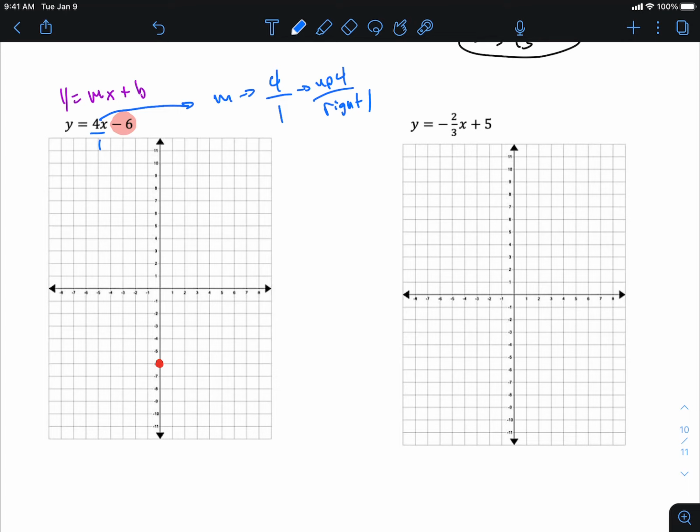All right, so start at your point and count up 4: 1, 2, 3, 4, right 1. Again, 1, 2, 3, 4, right 1. And again, 1, 2, 3, 4, right 1. You connect those dots together, you get your line. You get the line y equals 4x minus 6.